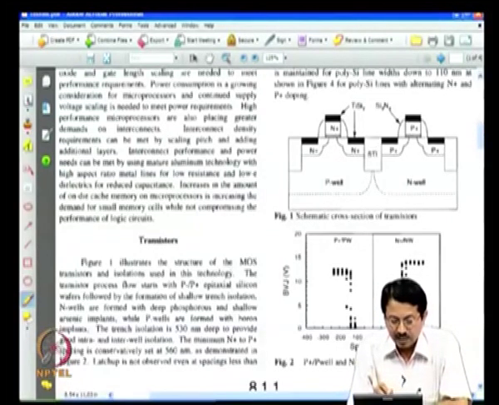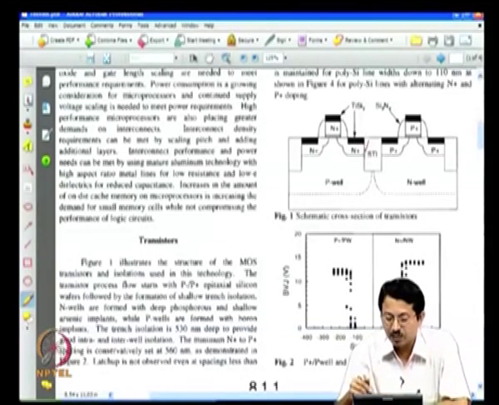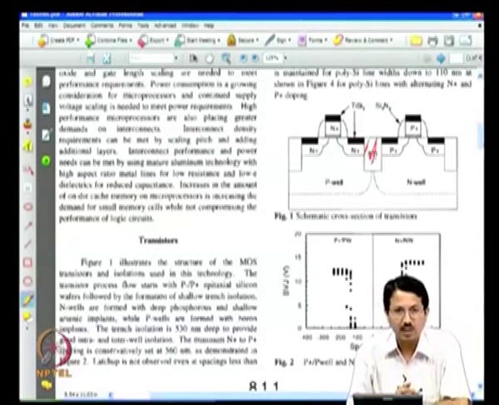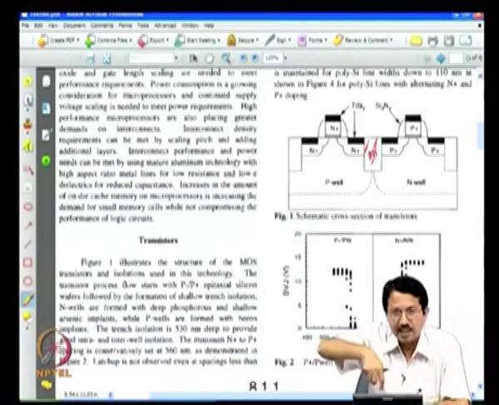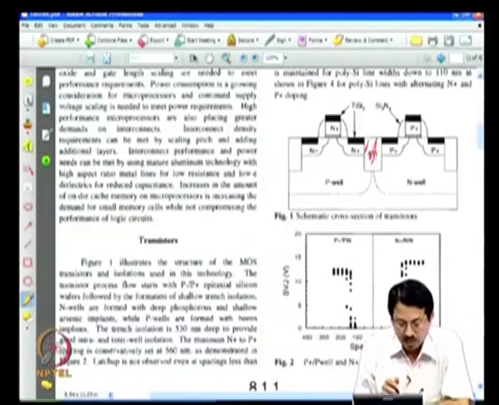Figure 1 illustrates the structure of the MOS transistor and isolation used in this technology. The isolation, as we know, is a shallow trench isolation, not a low cost isolation. You have made a trench inside the silicon and that isolates the neighboring transistors. They start with P minus P plus epitaxial silicon wafers, followed by the formation of shallow trench isolation.